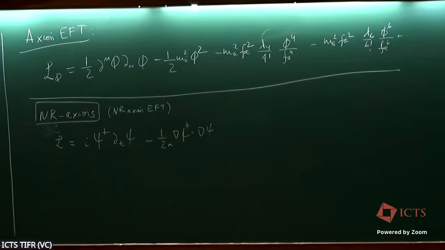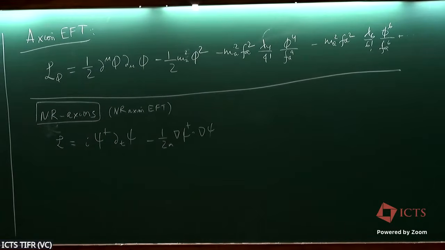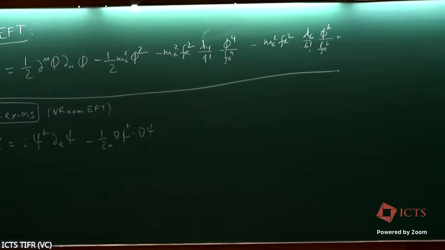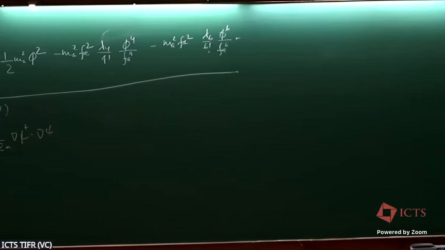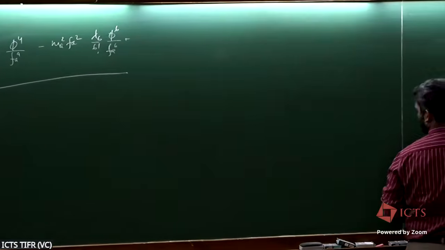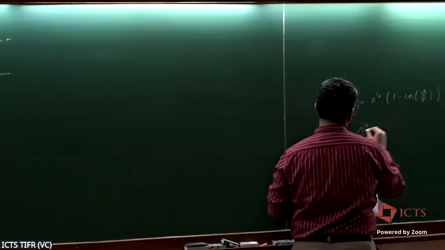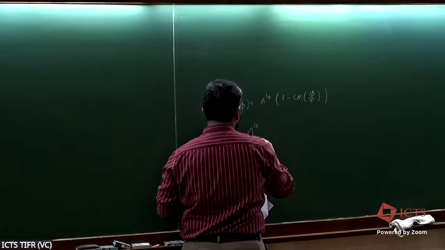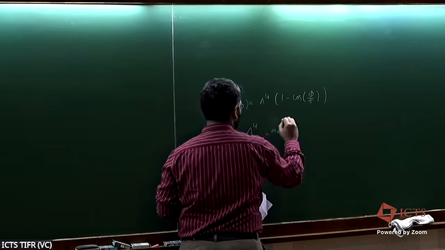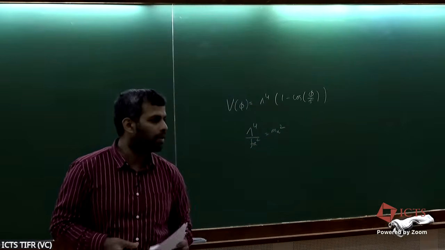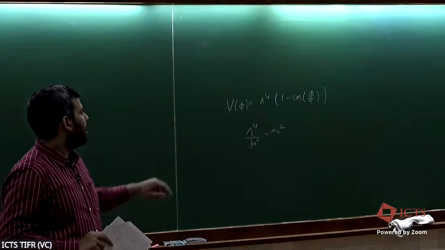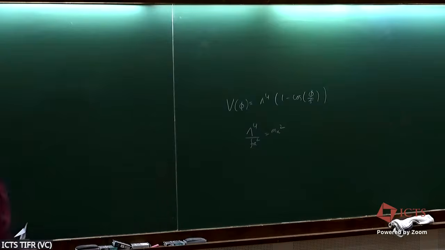There is this periodic symmetry. In general, the potential for the axion is some lambda raised to 4 times 1 minus cosine of phi by f. And this lambda raised to 4, if I remember correctly, is some FA squared related to MA squared. This is my vague memory. And the potential is obtained by just expanding this cosine term.